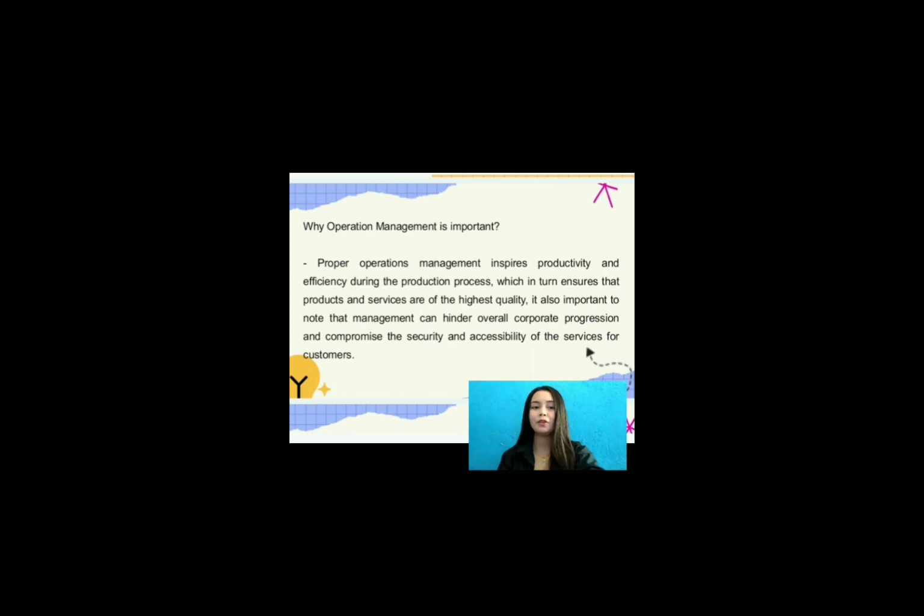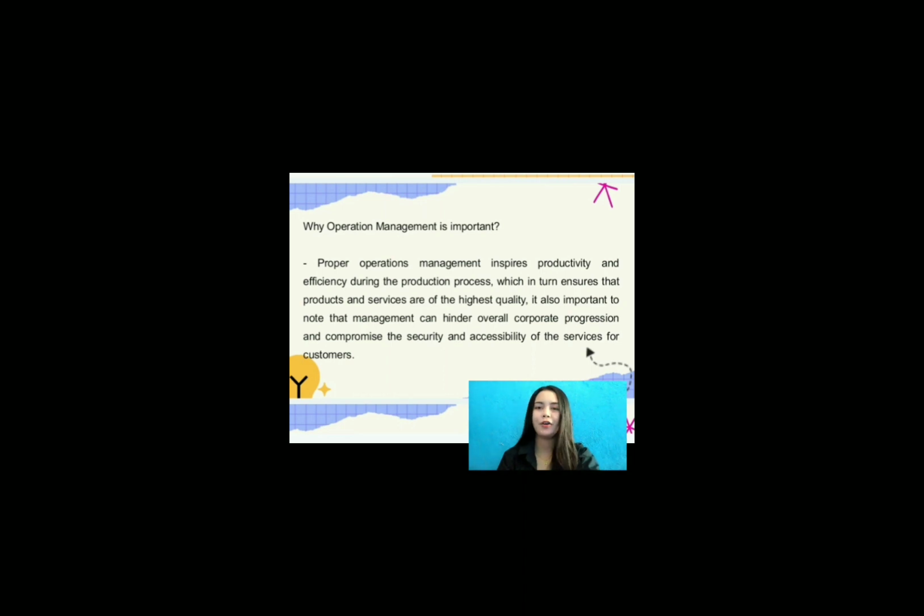It is also important to note that poor management can hinder overall corporate progression and compromise the security and accessibility of the services for the customers. We all know that operation management is very important to us because it is indispensable to the success and growth of our industries. It also helps us effectively manage, control, and supervise the goods and services for the people.